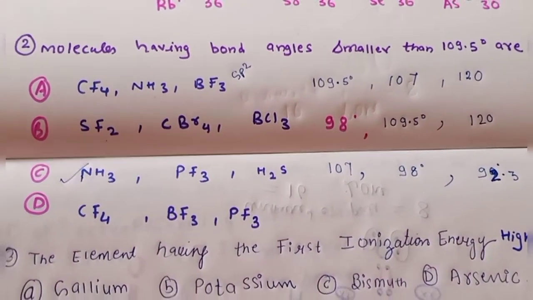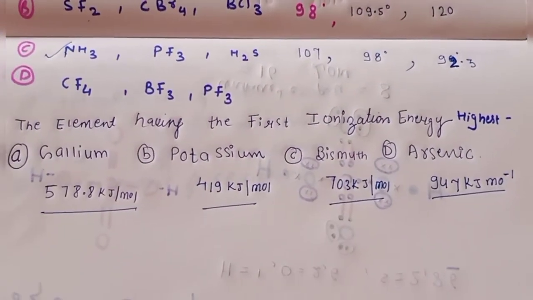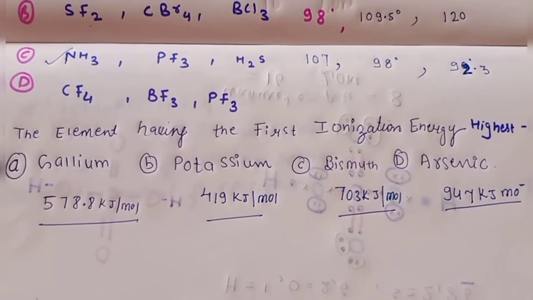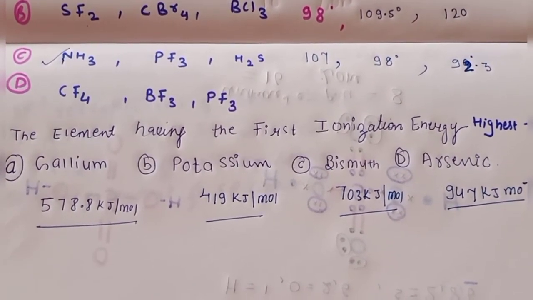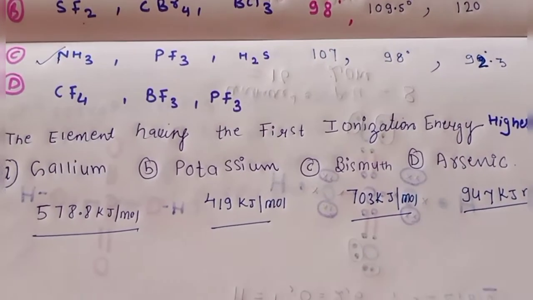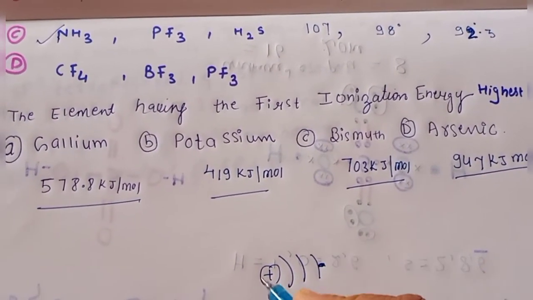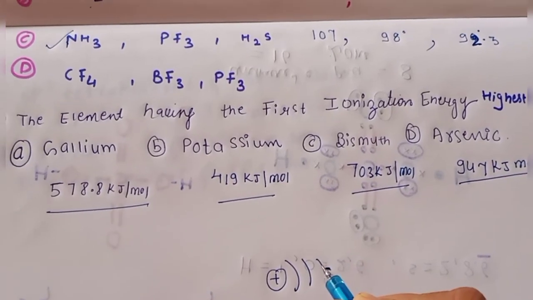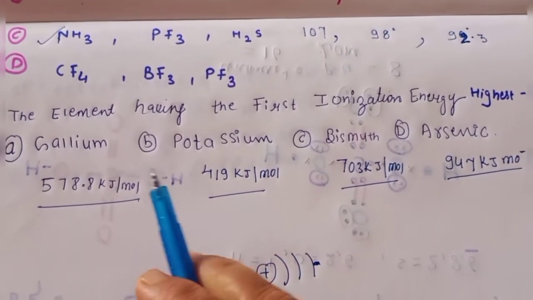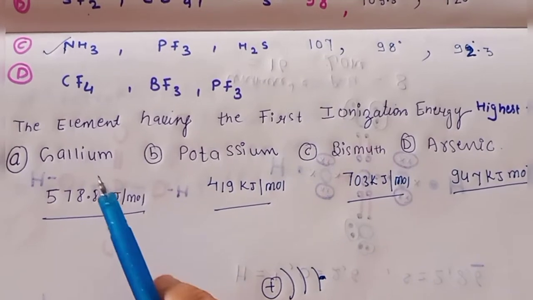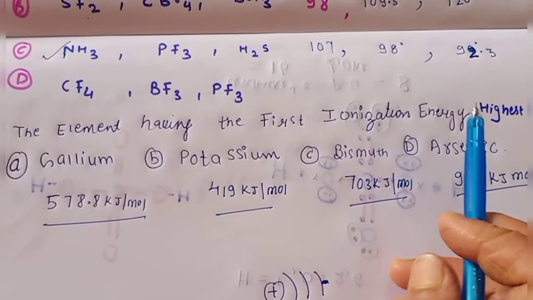Next question: the element having the highest first ionization energy. So what is ionization energy, students? It is the amount of energy needed to remove one electron from the outermost shell of an isolated gaseous atom. Energy required to remove one electron. So you have to learn the values. For the first ionization energy, highest, you check.